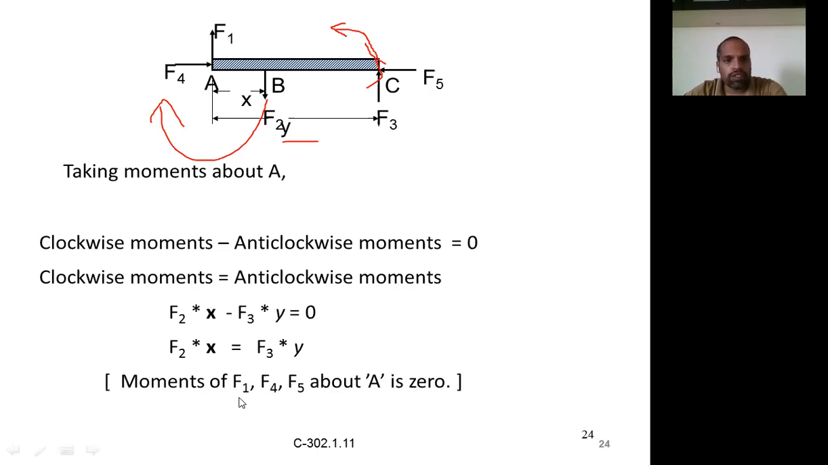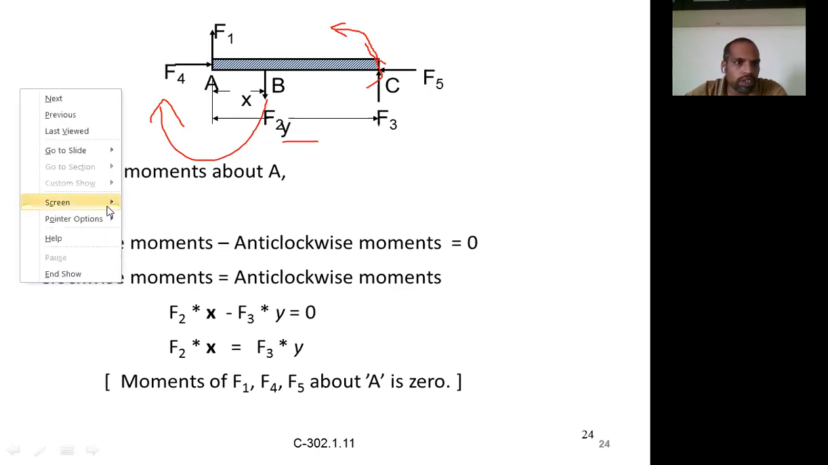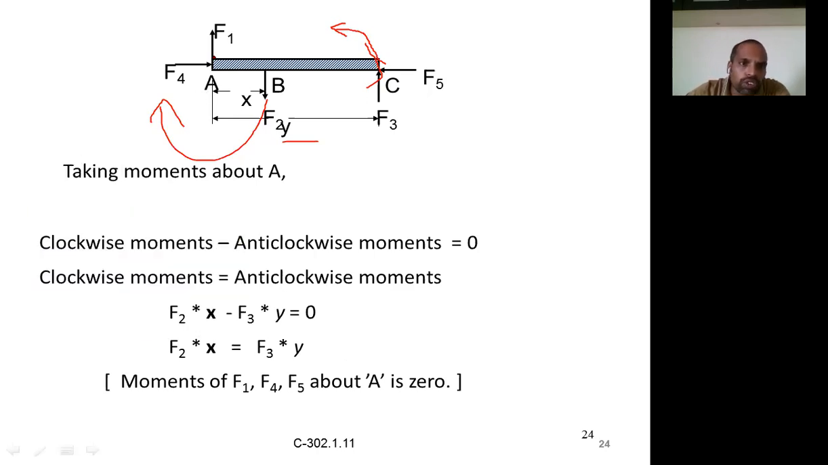Right. The moments of F1, F4, F5 about A are 0, because F1 is passing through this point A, F4 is also passing through this point A, and F5 is also passing through the same line of action. Don't take this thickness into consideration. This is centrally shown, this is bottom shown, it is not like that. It's only a mistake of showing the arrow, but it is a body along this direction. It is passing through A. This point is nothing but A, right?